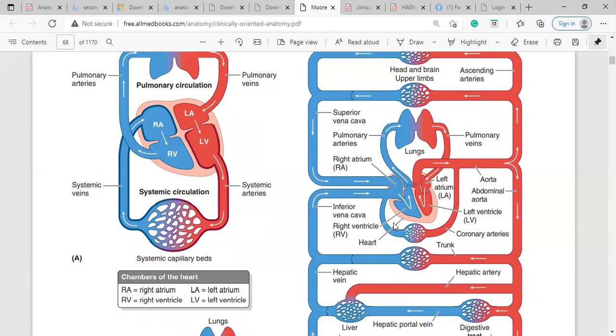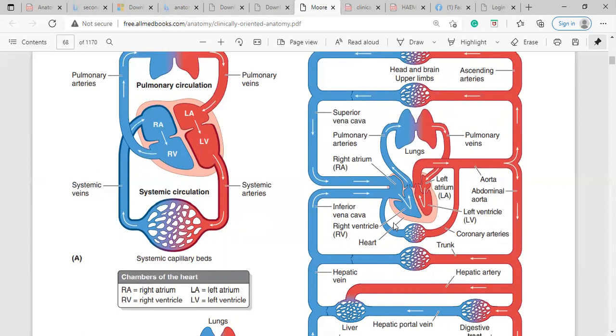Then the abdominal aorta comes down and forms other arteries. The one that goes to the liver is called the hepatic artery. The one that goes to the digestive system is called the mesenteric artery. And the one that goes to the kidney is called the renal artery. The one that goes to the pelvis and the lower limb is called the common iliac artery. The ones that go to the ovaries and the testes are the ovarian and the testicular arteries.